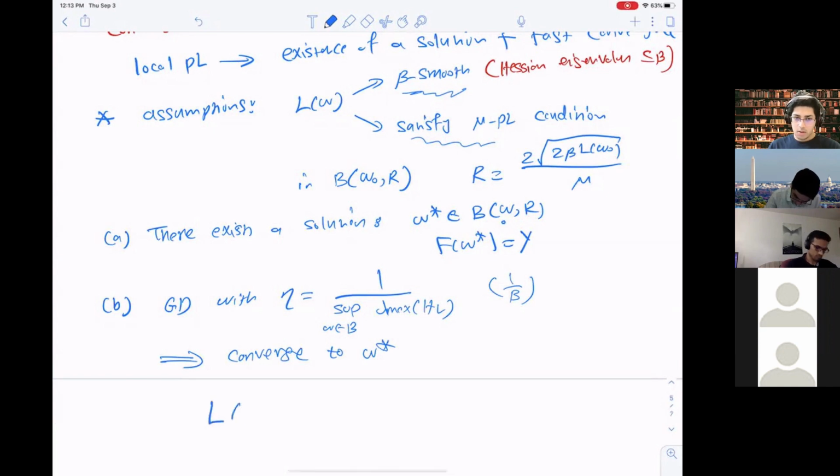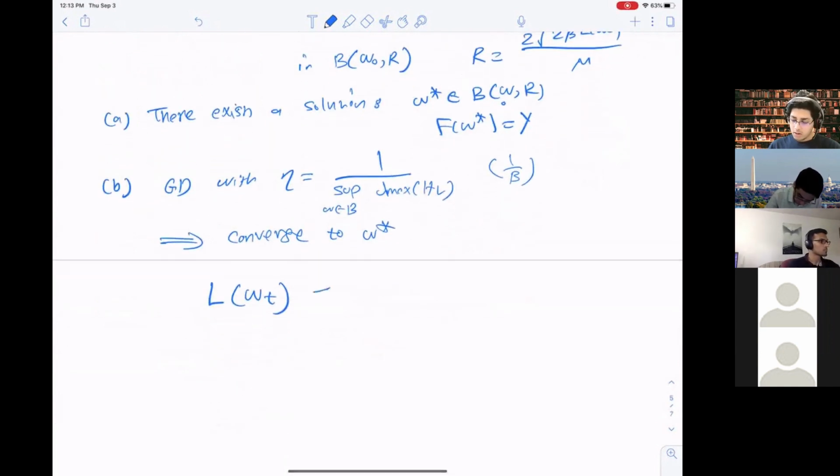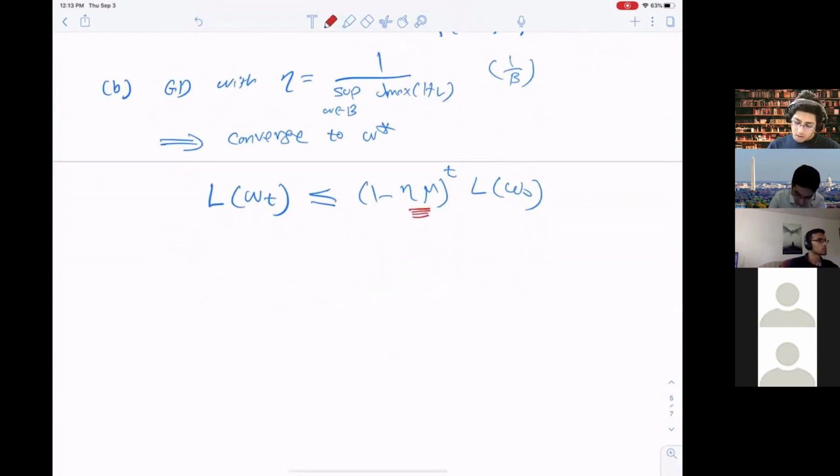What do I mean by that? If I look at the loss at the tth iteration, it's going to be less or equal to 1 minus mu times eta to the power t, times the loss at 0. So this is the result that we want to prove. It is the exponential, or some people call it linear, convergence rate. So let's understand this a little bit better.